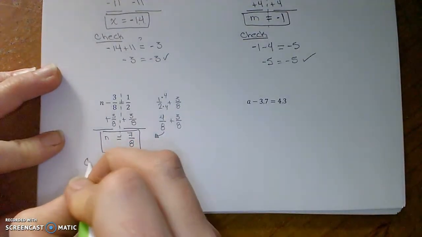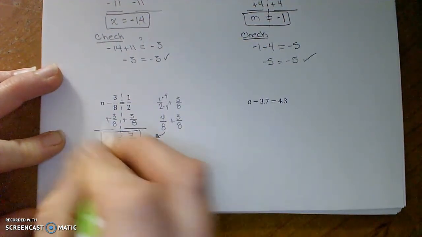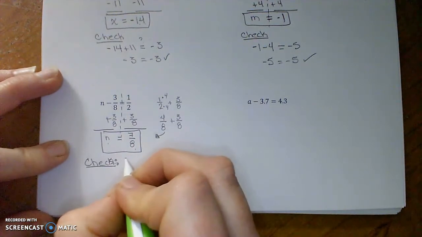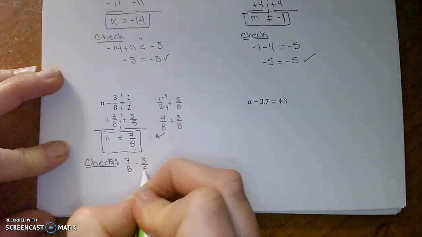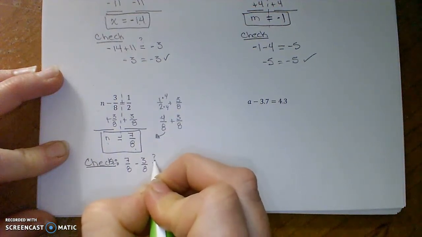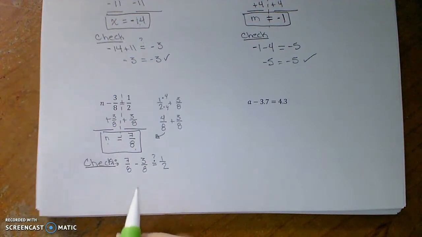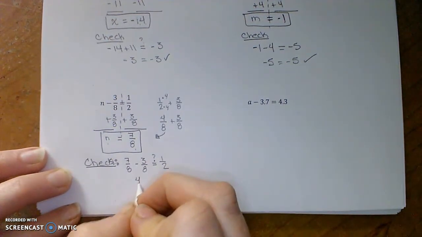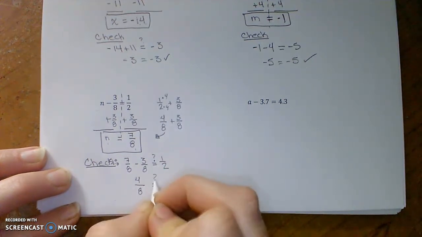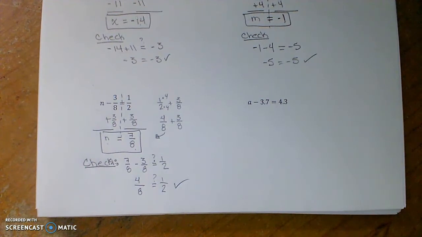And we can check by plugging 7/8 into that equation. So n is 7/8 minus 3/8. And we want to see if that's equal to 1/2. So 7/8, they have the same denominator, so you can go ahead and subtract those numerators. 7 minus 3 is 4. 4/8. Is that equal to 1/2? Yes, 4/8 is the same as 1/2. All right, let's do one more.